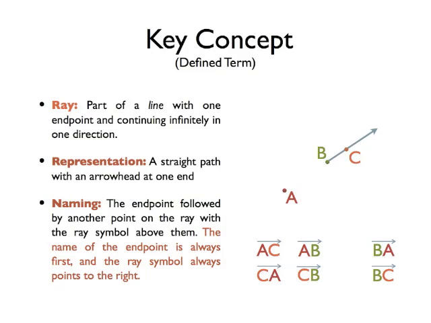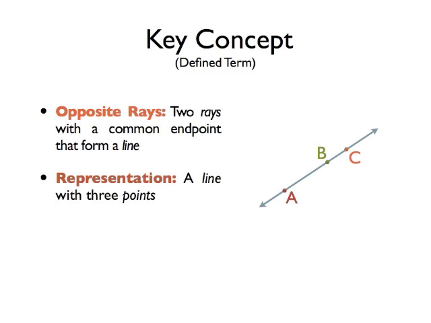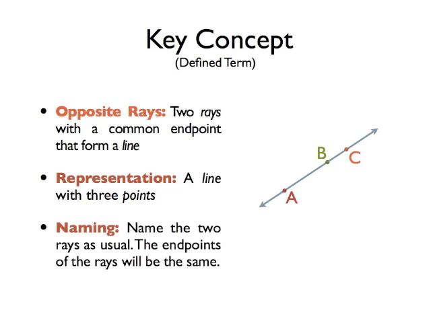Now that we know what rays are, let's talk about opposite rays. Opposite rays are 2 rays with a common endpoint that form a line. And of course, we represent it with a line. On that line, there will be 3 points. We name the rays as usual, but be careful to make sure that the endpoints are the same. So in our figure, we have ray BA and ray BC that are opposite rays.